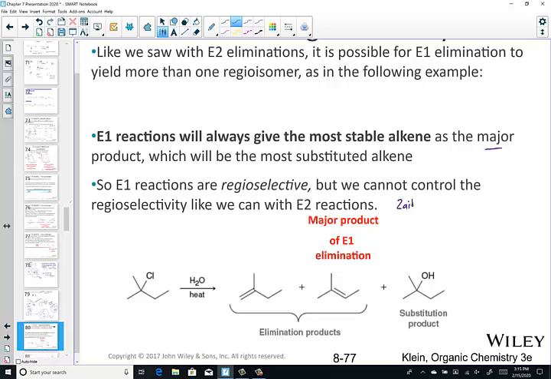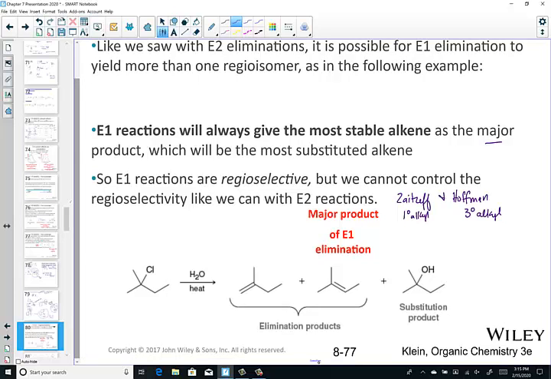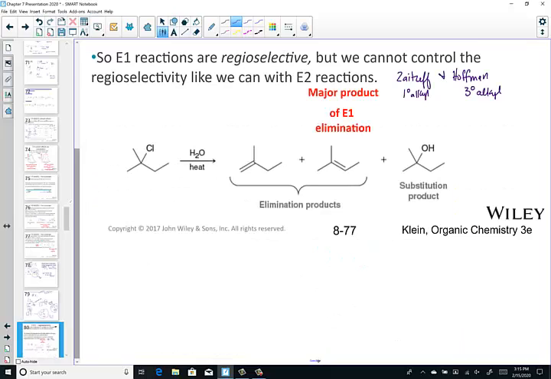Remember that we had Zaitsev and Hoffman, and we could say, given a primary alkyl halide, we would have a Zaitsev yield. Given a tertiary alkyl halide, we would promote Hoffman yield. That's not the same thing here because we're forming a carbocation intermediate and we don't have to worry about collisions. The leaving group just has to leave.